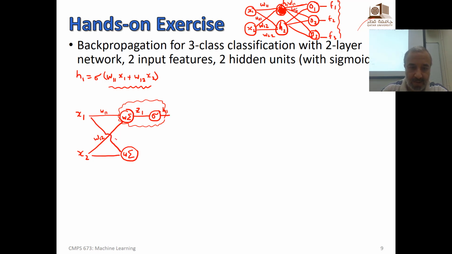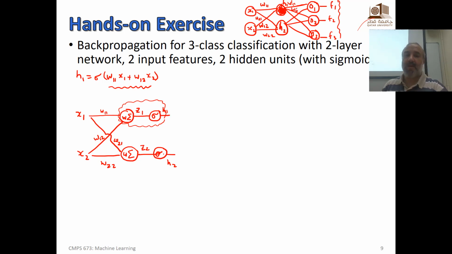So this is W21 and this is W22. That's Z2. Sigmoid. This is now H2. Okay, so this is the part for the first layer. This is for the first layer.